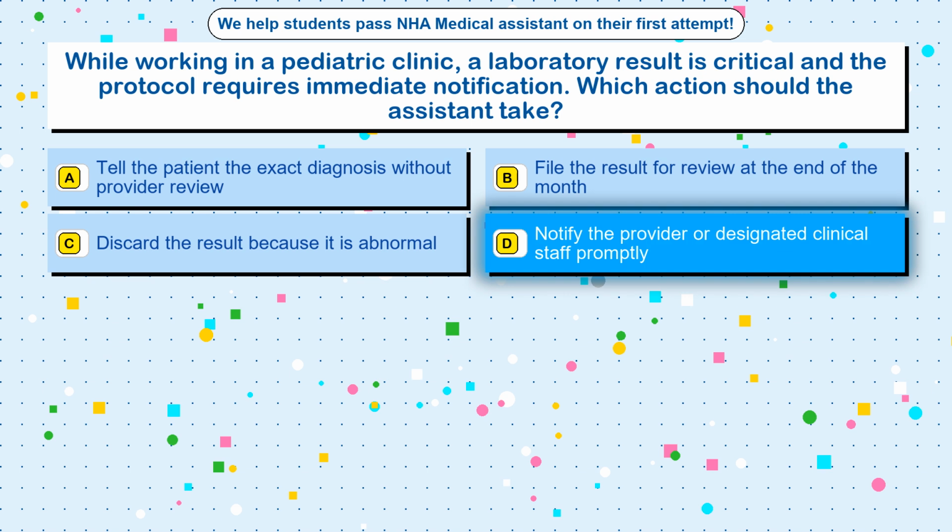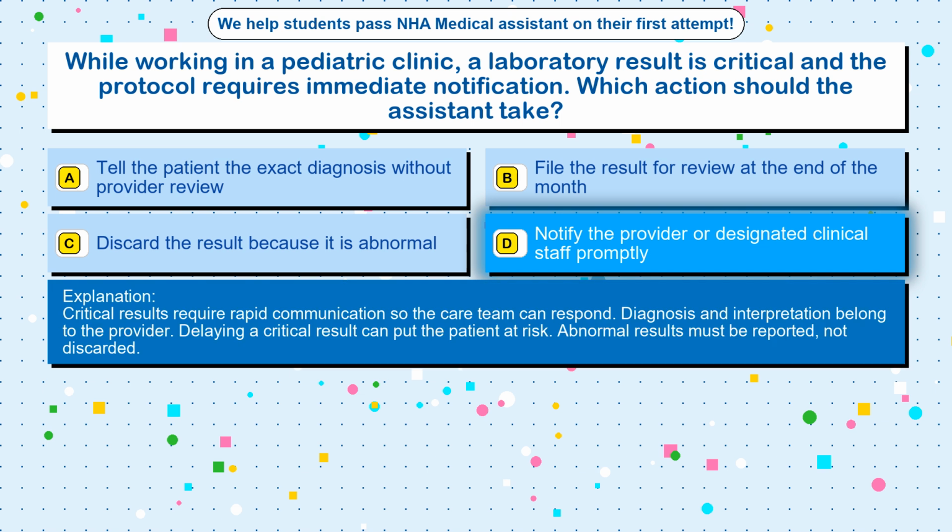The correct answer is option D, notify the provider or designated clinical staff promptly. Critical results require rapid communication so the care team can respond. Diagnosis and interpretation belong to the provider. Delaying a critical result can put the patient at risk. Abnormal results must be reported, not discarded.